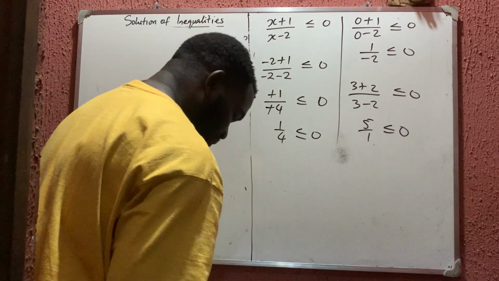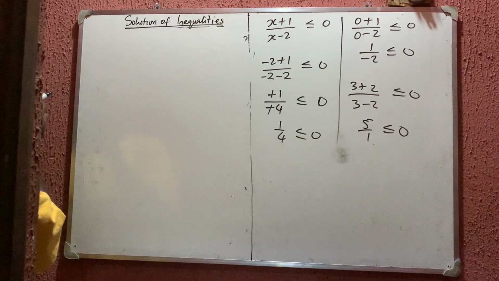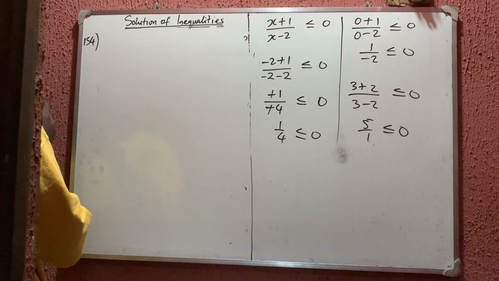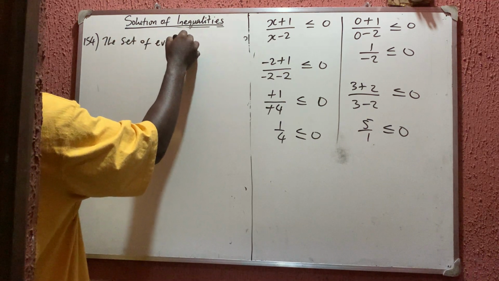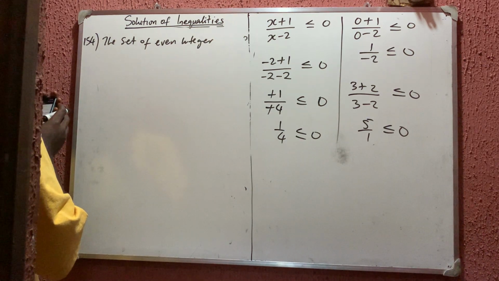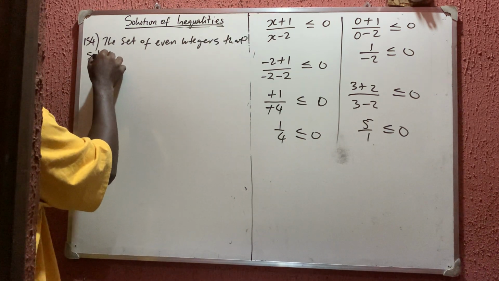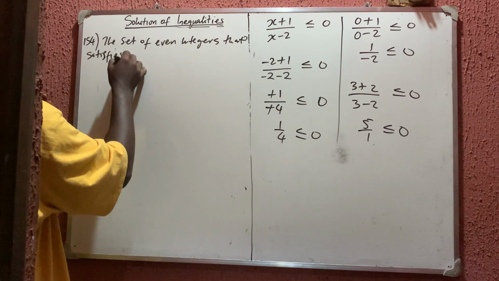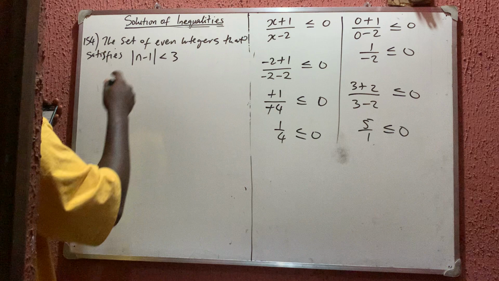Okay, so the next question, question number 154. Question number 154 said the set of even integers that satisfies the absolute value of n minus 1 is less than 3 is dash.